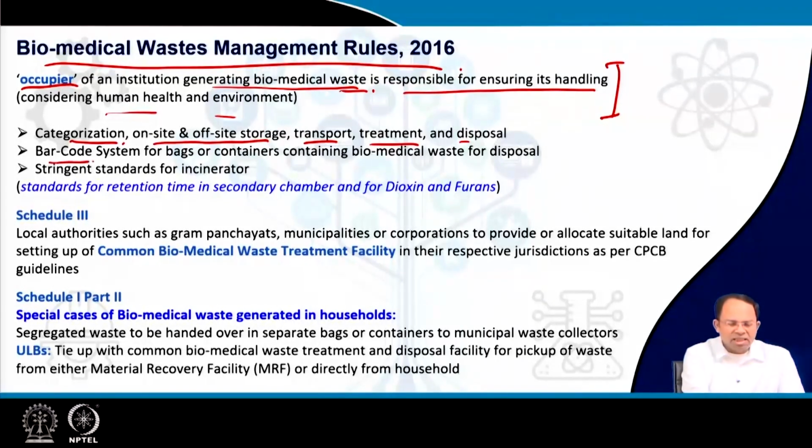Now, what is suggested is the use of a barcode system for bags and containers. As you know, that barcode system helps us in tracking the movement of the waste from one area to another. So in case of some contamination or some discrepancy, this barcode system can help us in tracking where the problem is, and accordingly we can address that particular problem.